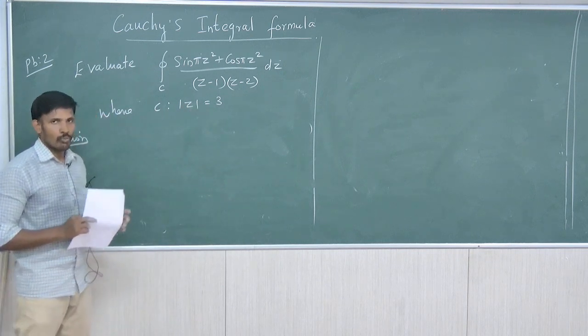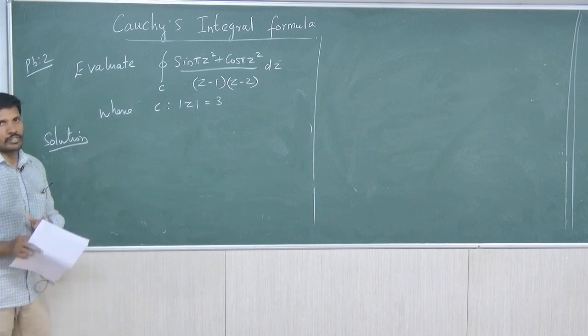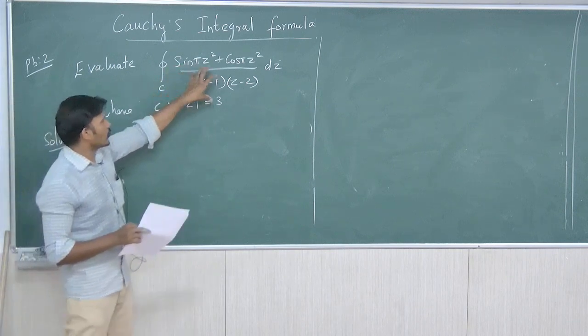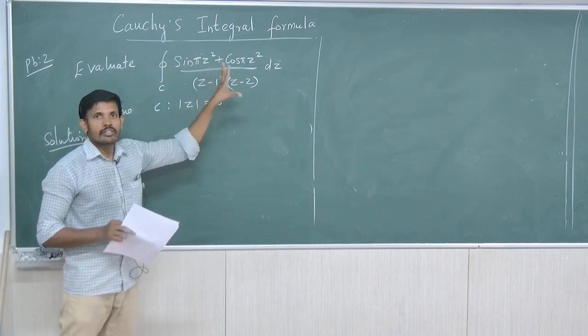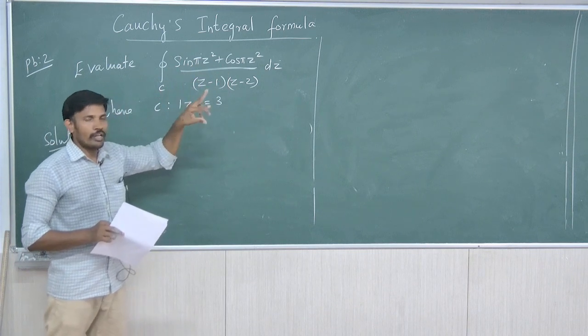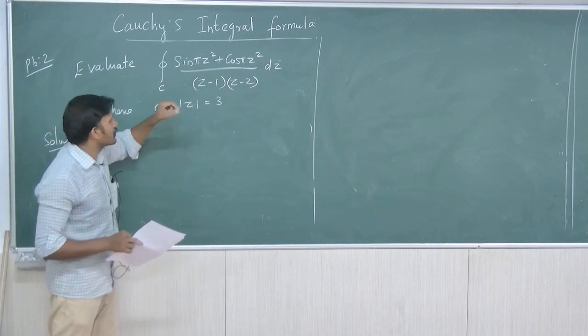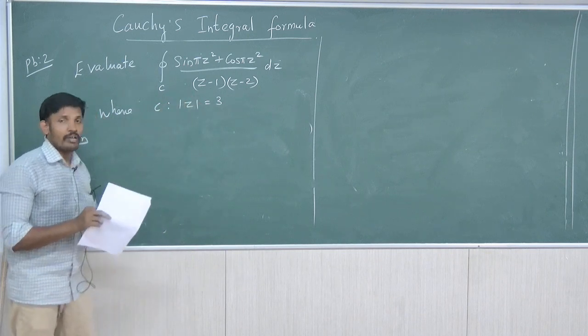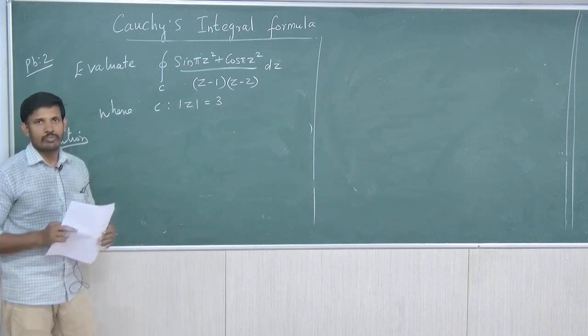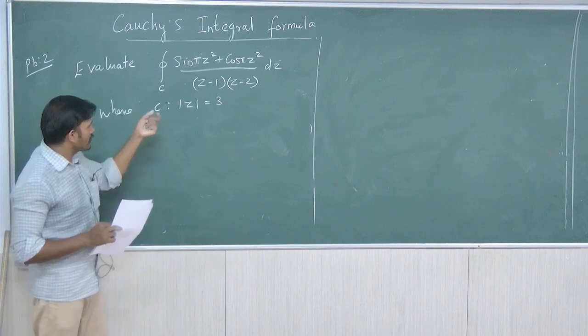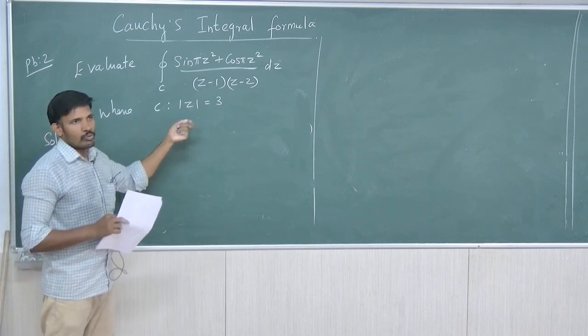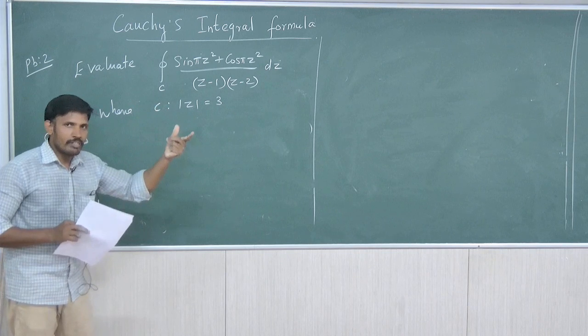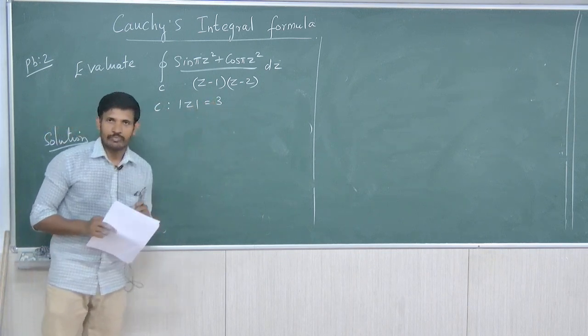So keep in mind why we are using partial fractions is most important, because in this problem both points are singular points, that means both lie inside the circle, right? That's why I am going to apply partial fractions. Suppose one point lies inside the closed circle and another lies outside, then no need to apply partial fractions, right?